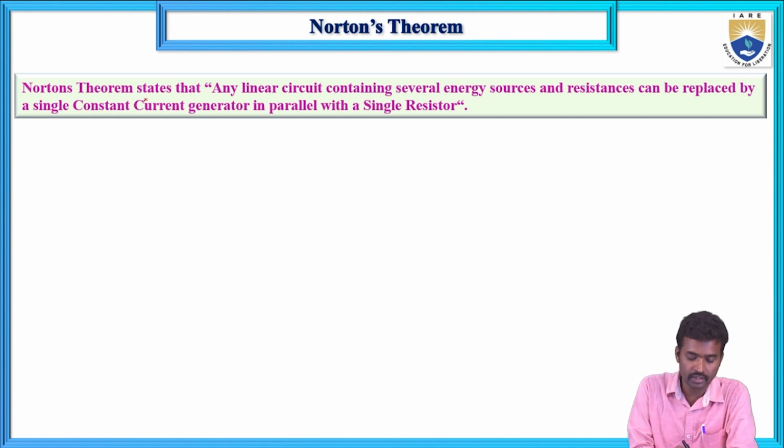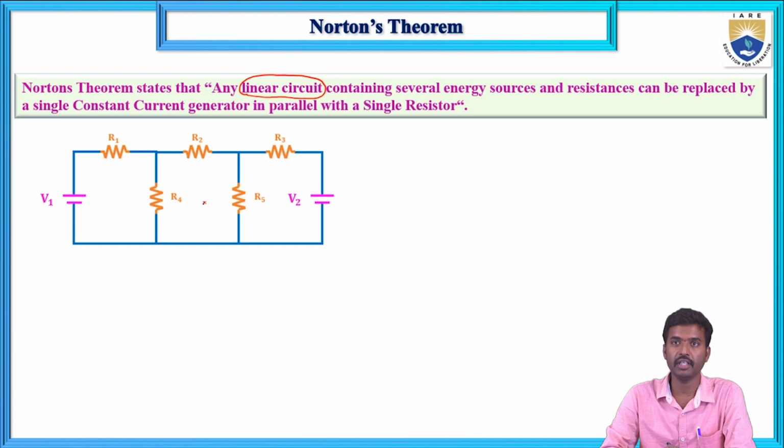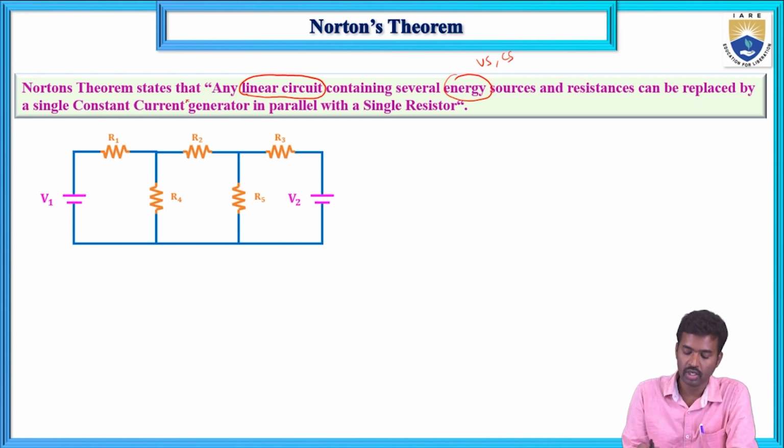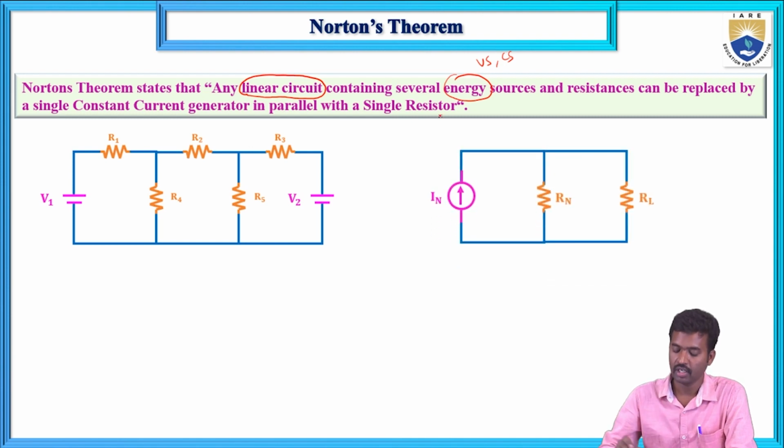Here, Norton's theorem states that in a linear network containing a number of voltage sources, this is one linear network. All elements in the network must be linear. Resistors, inductors, and capacitors are the linear elements. A linear network consisting of several energy sources, meaning either voltage sources or current sources, and resistors, is replaced by a single constant current source in parallel with a single resistance. This circuit is replaced by a single equivalent circuit.